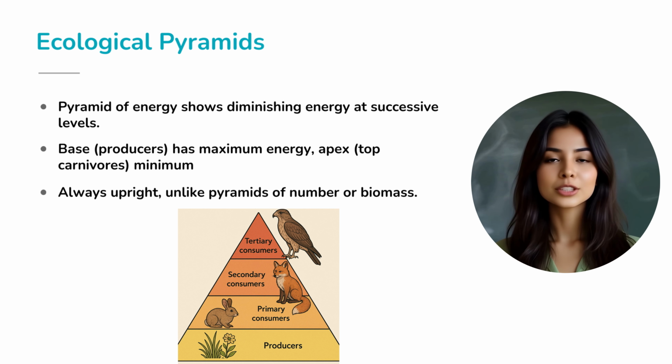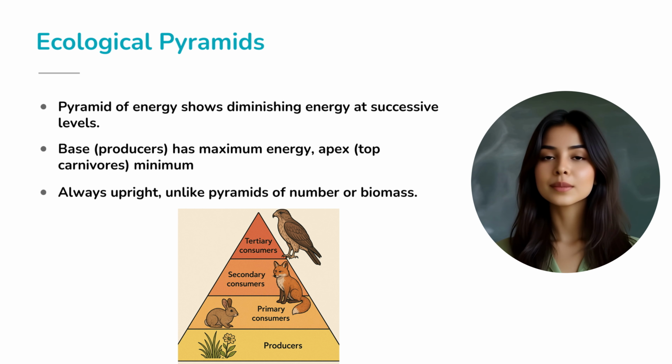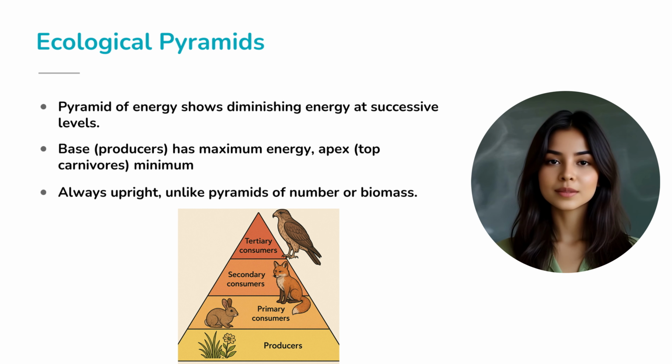To represent this, ecologists use pyramids of energy. At the base, producers have the maximum energy, while at the apex, top carnivores have the least. Unlike pyramids of number or biomass, the pyramid of energy is always upright because energy always decreases as we go up. This pyramid clearly shows what we call energy degradation. Each transfer loses heat, so less and less usable energy is available at higher levels.